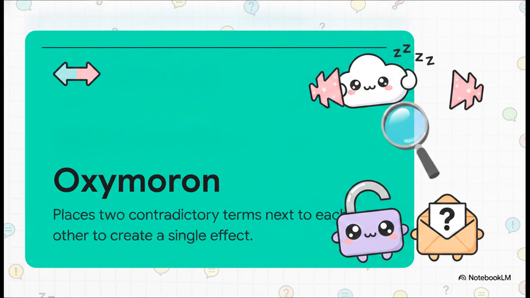Moving right along to the oxymoron. An oxymoron places two contradictory terms right next to each other to create a single, often striking effect. Just listen to these examples. The silence was deafening. Or, it was an open secret in the office. Mashing open and secret together seems like a total paradox, right? But it perfectly creates a surprisingly logical new concept, a secret that everyone actually already knows.